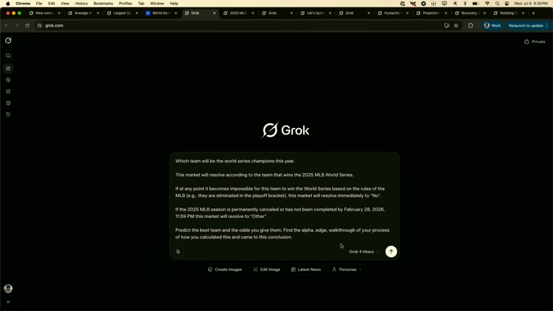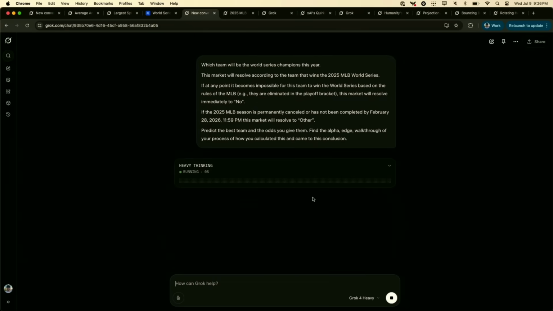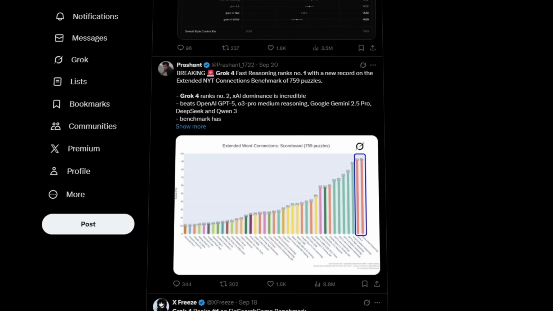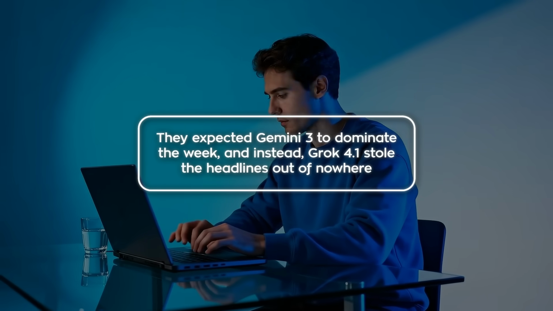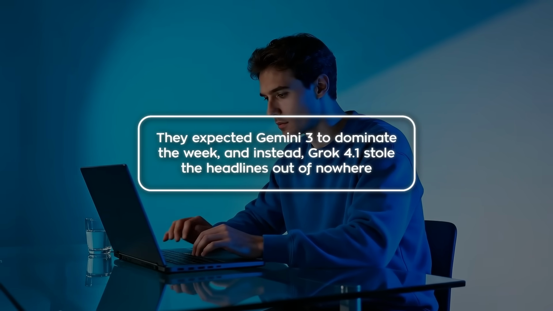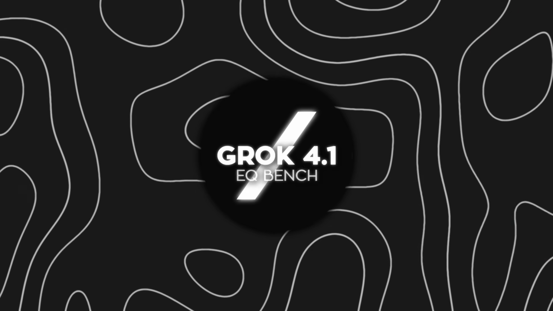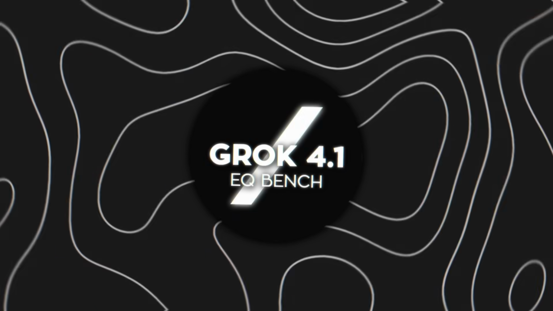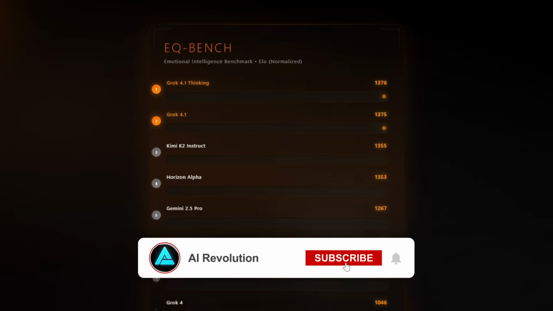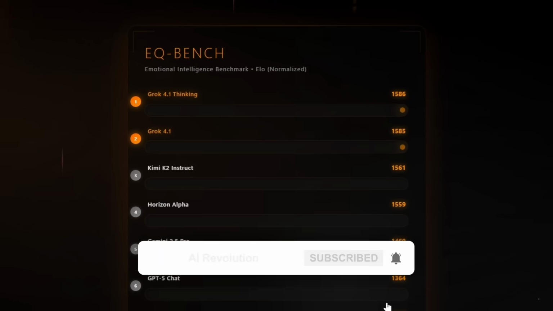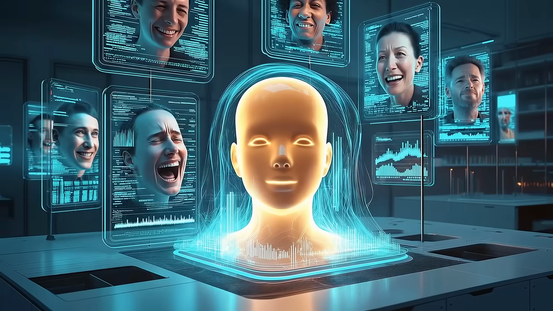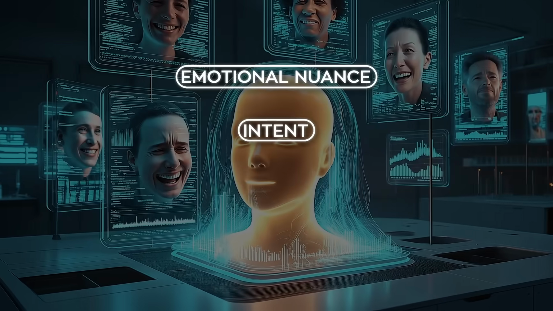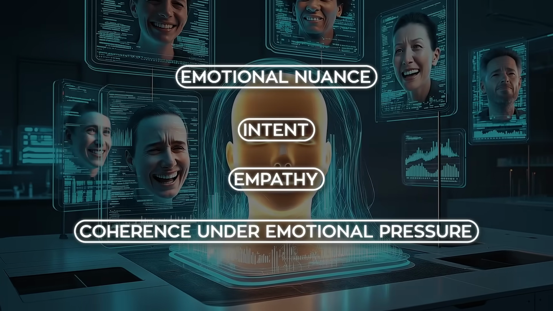It is a big jump in quality and real-world ability, and people in the community did not waste time. Screenshots of the rankings filled feeds on X within minutes. Some users even commented that they expected Gemini 3 to dominate the week, and instead, Grok 4.1 stole the headlines out of nowhere. And then there is the emotional intelligence benchmark, EQ Bench. Grok 4.1 scored 1,586 ELO there, which is more than 100 points above the previous version. EQ Bench is a tricky benchmark because it looks at emotional nuance, intent, empathy, and coherence under emotional pressure.